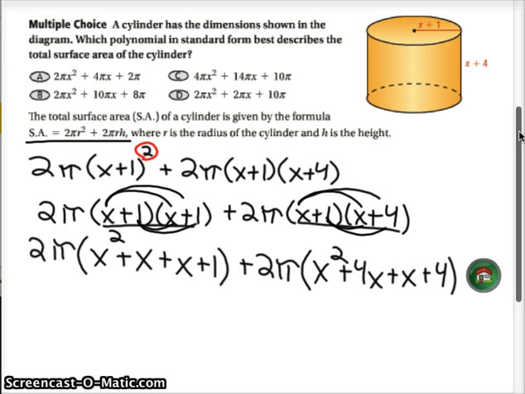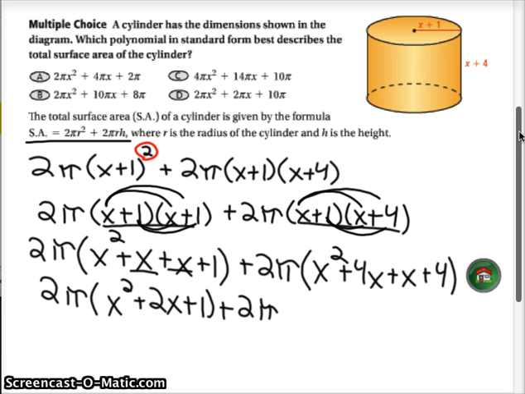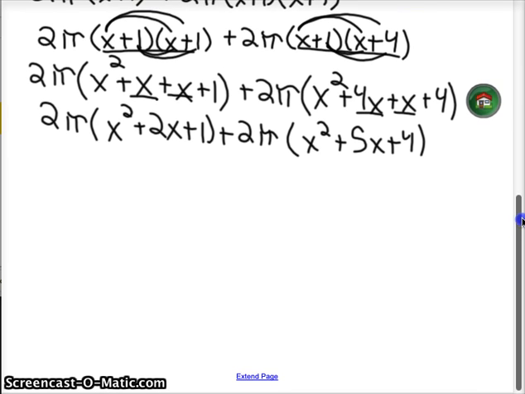Now, I see some like terms that I can combine. So in that first one, I'm going to combine those two x's. X plus x gives me 2x. 4x plus x gives me 5 of those x's. So now I have it to there. So now it's time. We still don't have anything that looks like one of those answers that we have. So what am I going to do? I'm going to distribute those 2 pi's throughout.